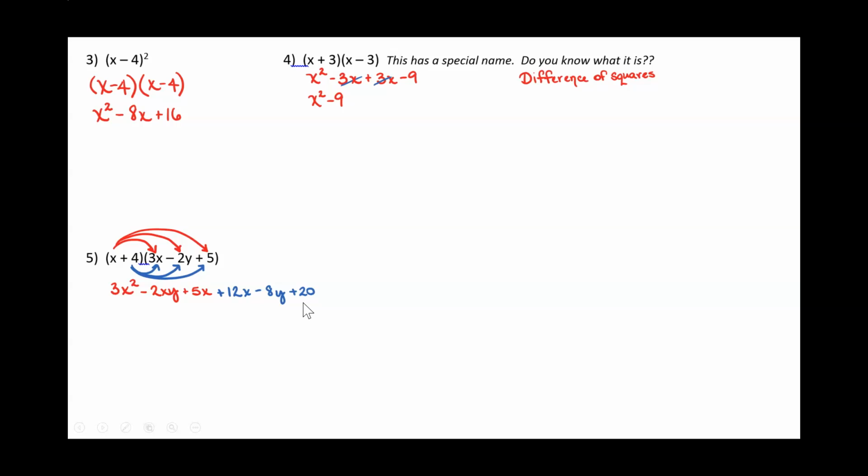All right, so not a whole lot of like terms down here. You'll notice the only thing that we have that's alike is 5x and 12x. We could combine those to be 17x, and everything else just stays the same. And again, the reason we don't have a whole lot of like terms is because we had different variables there.